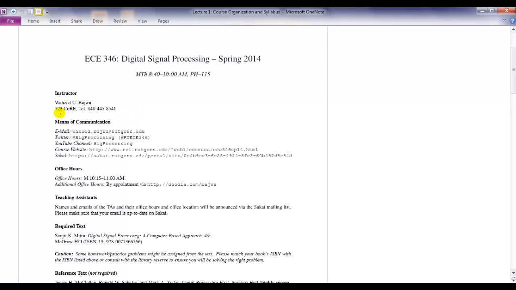My address, if you ever want to come to my office, and I do encourage you to do that, is 723 Core Building. The way you can communicate with me is email, wahid.bajwa@rutgers.edu. I will be using the Twitter account for communicating with the class. If you want to talk about something, the hashtag is RUECE346.